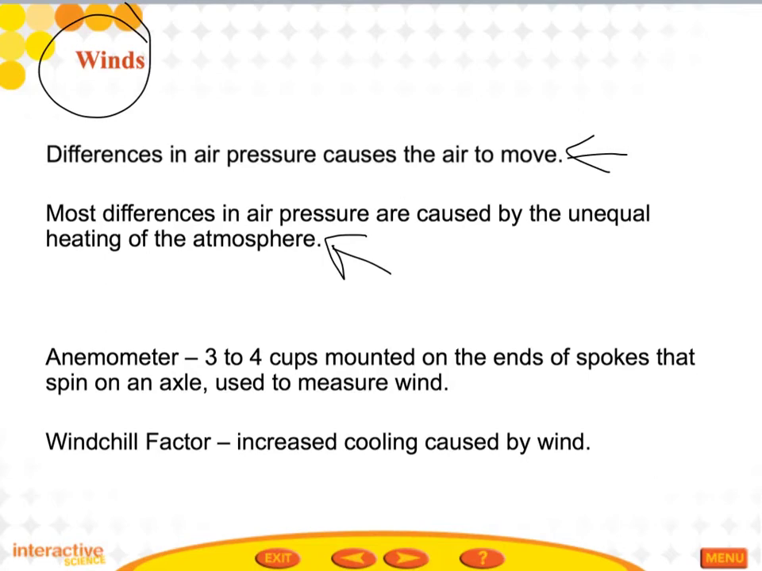So just quickly, these are a couple more vocabulary words that I want you to remember. This is the anemometer, which is 3 to 4 cups mounted on the ends of spokes that spin on an axle, and this is used to measure wind. I have one in the classroom. Ask me about it. And then the other thing is the wind chill factor. Now the wind chill factor, you've heard this on the news, although not so much here in Vegas, is where the wind actually causes an increased cooling, which changes our temperature, or at least what we feel of the temperature.